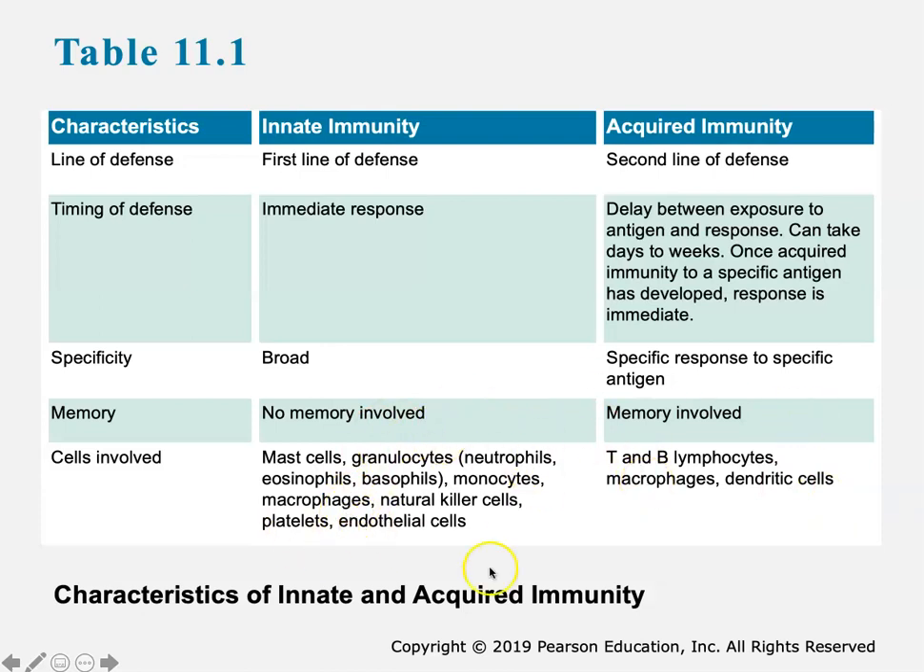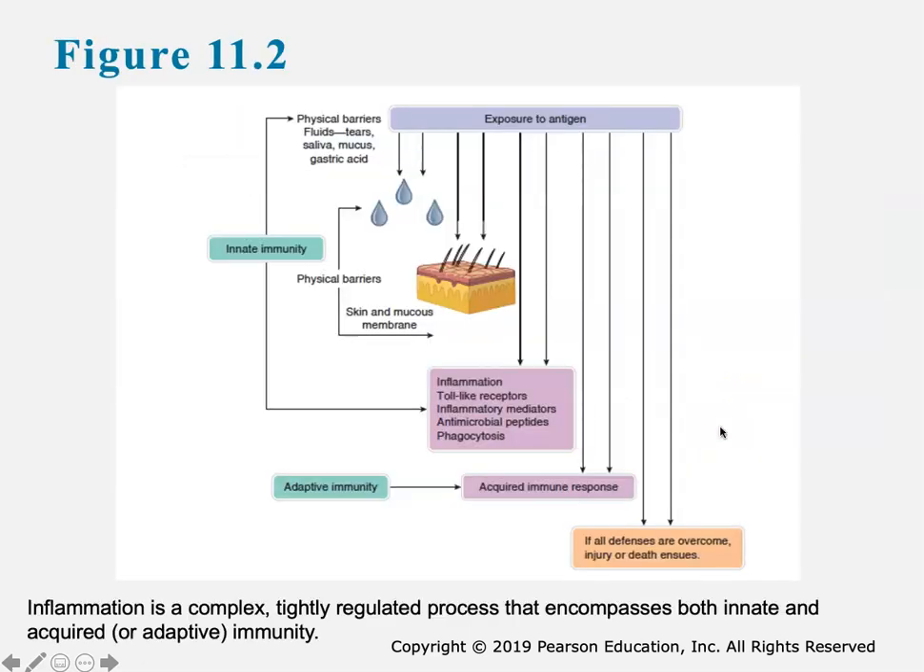So again, I wouldn't go too crazy with memorizing this. Like I said, I'll talk about this again. For right now, we want to understand that B cells and T cells are only involved in acquired immunity, okay? All right.